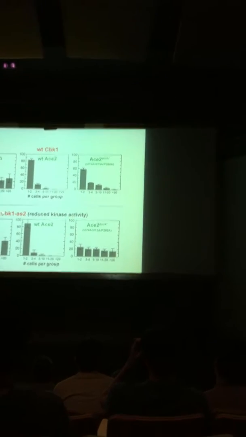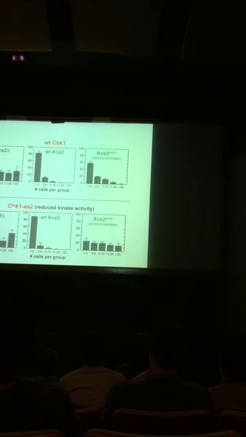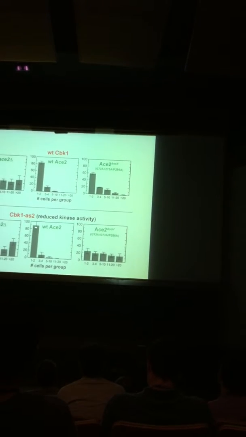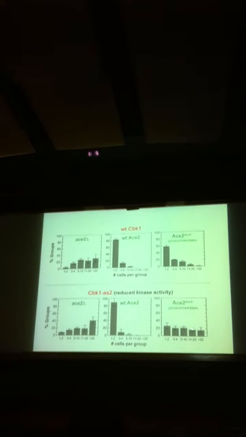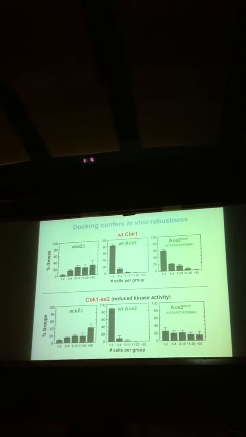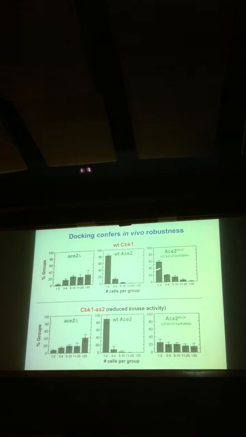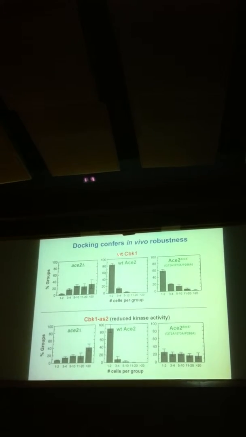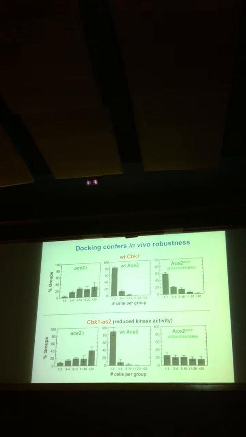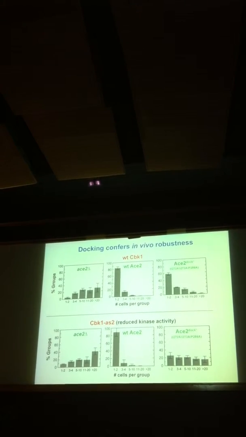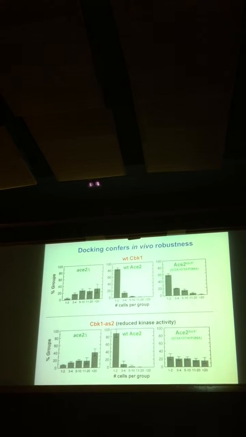Now, however, if you put this docking motif mutant of ACE2 into cells that have a weakened allele of CDK1, an analog-sensitive allele of CDK1, without this drug present, this allele by itself has almost no effect on cell separation, but in the presence of the docking motif mutant, you see a major effect on cell separation. So what this means is that this docking interaction is not essential for this regulation to occur in vivo, but it confers robustness, defined as the ability to maintain a consistent output of the system in the face of widely varying input in terms of kinase activity.